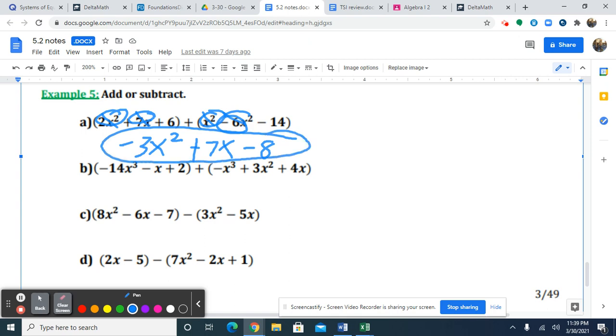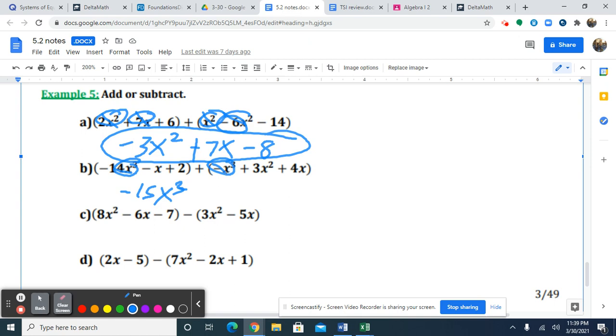Same thing with b. We're just going to drop the parentheses and go ahead and combine everything right away. So we have x to the power of 3, negative 14 minus 1, that's negative 15x to the power of 3. So that gets rid of those.